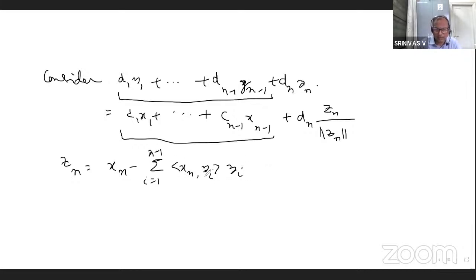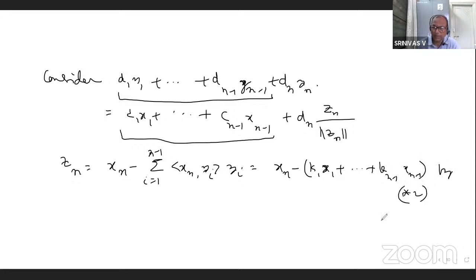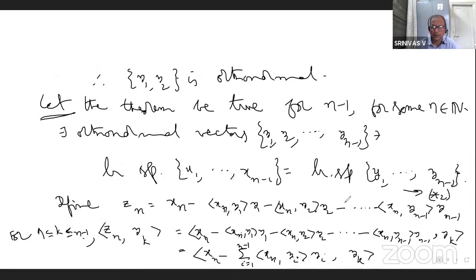Now, this involves y1 up to yn minus 1. These are linear by induction hypothesis. This linear combination is a linear combination of x1 up to xn minus 1. So this is xn minus some k1 x1 minus and so on plus kn minus 1 xn minus 1, by this induction hypothesis, right?